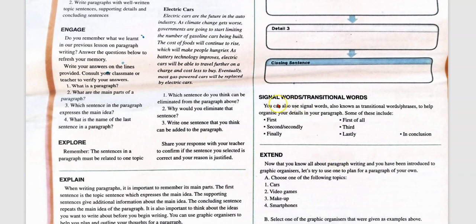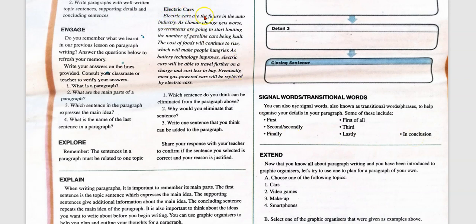Let's go to signal words or transition words. You can also use signal words, also known as transitional words or phrases, to help organize your details in your paragraph. Some of these include first, as we were just saying, first of all, second or secondly, third, finally, last, in conclusion. So we can look back at this one here.